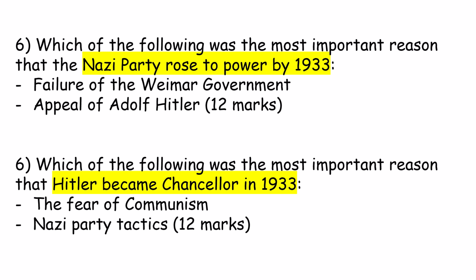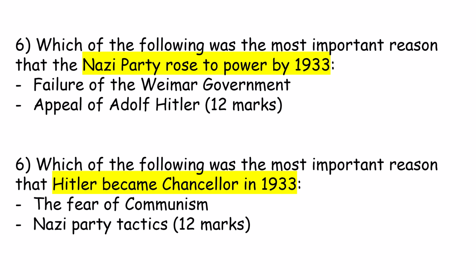Okay, so let's link this to an exam question. This is an exam question that you very much could be asked on the paper. This is kind of how this content typically comes up, on this 12 marker. So you could be asked, which of the following was the most important reason that the Nazi Party rose to power by 1933? And then you're given two of the factors that we've just discussed. So the question here says the failure of the Weimar government or the appeal of Adolf Hitler.